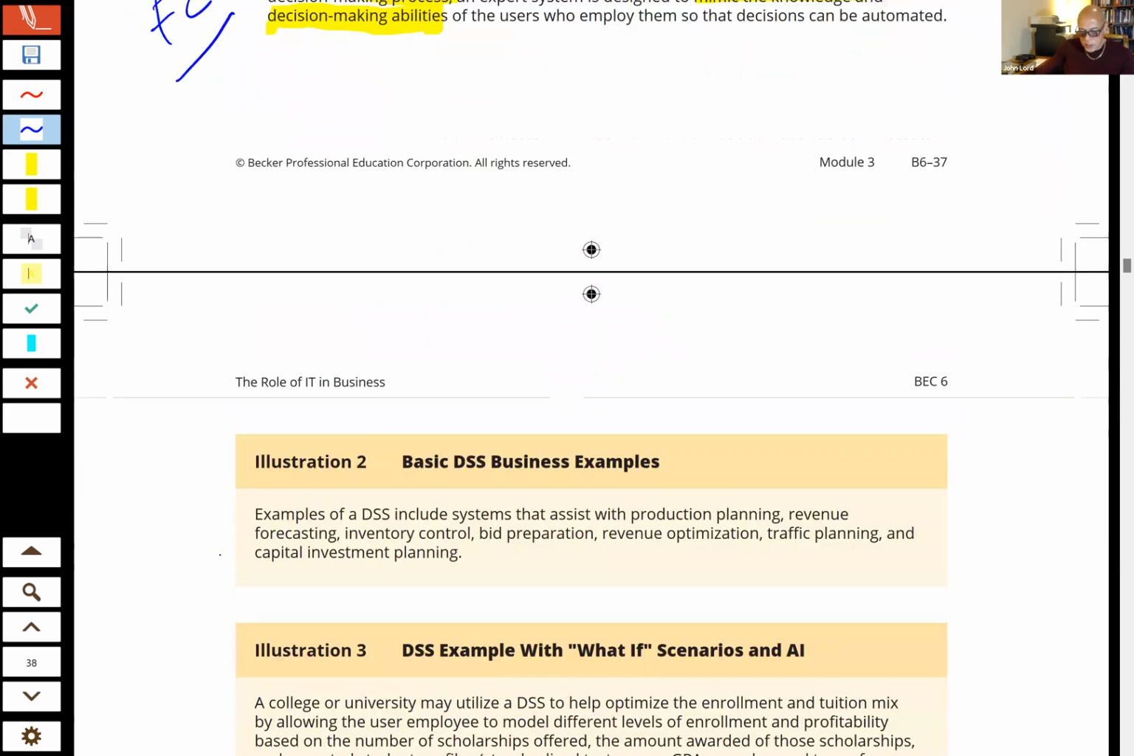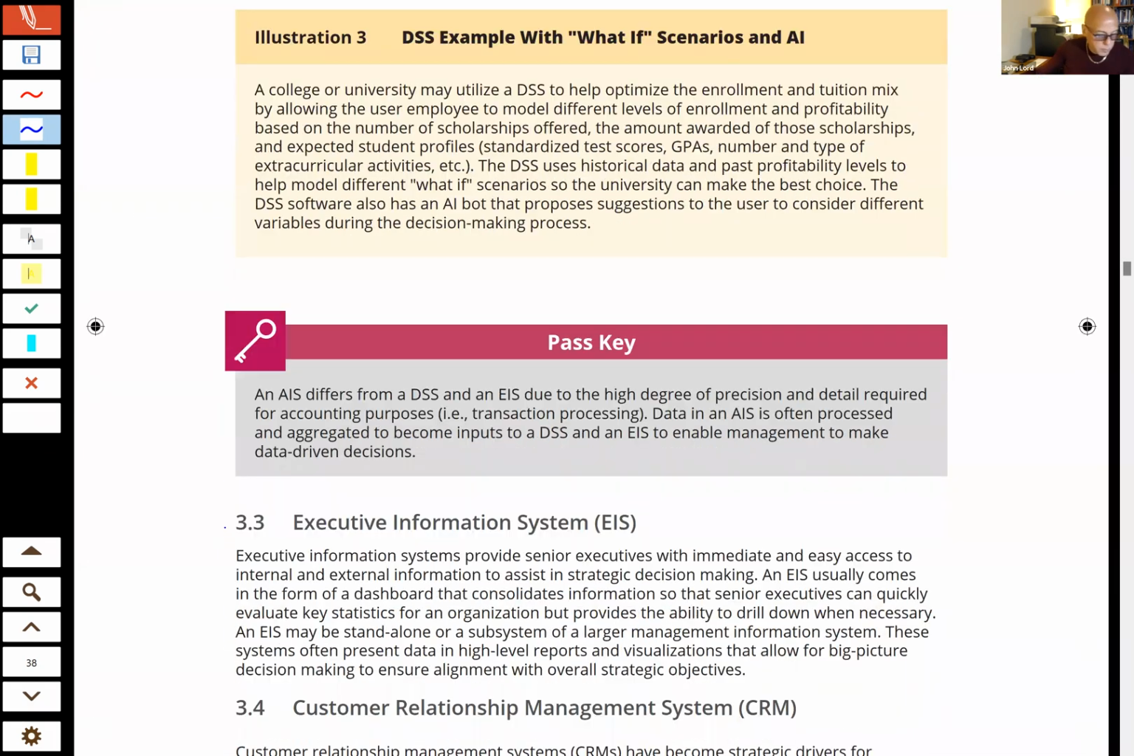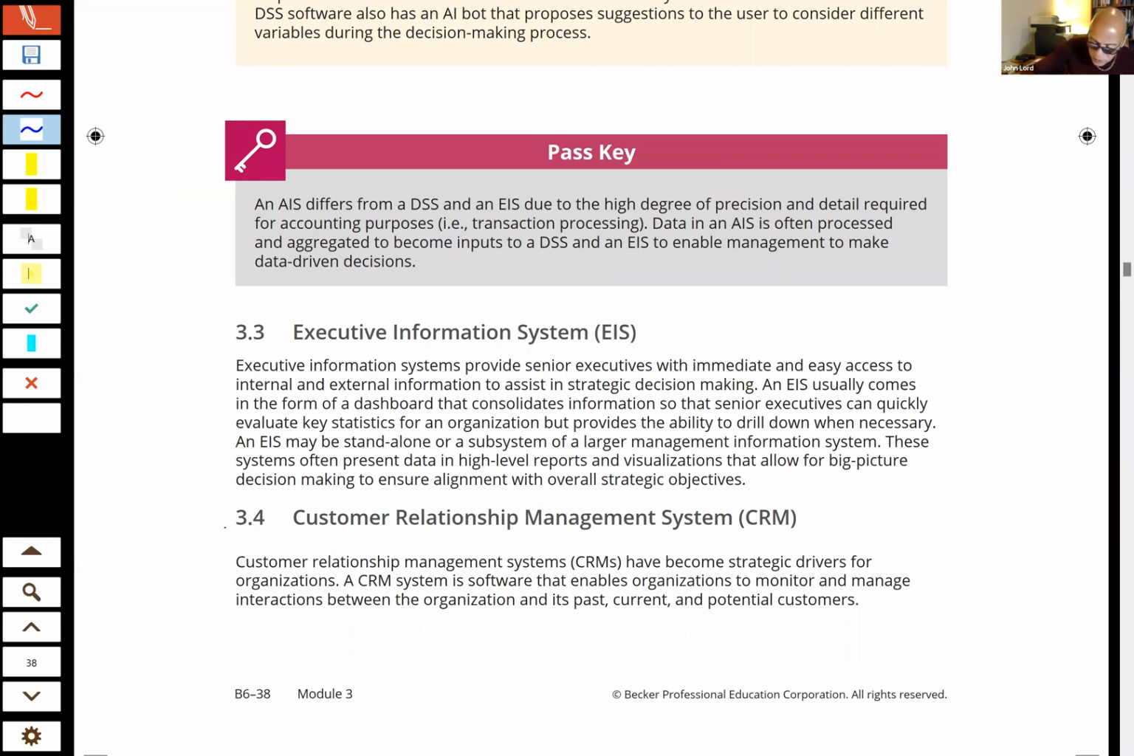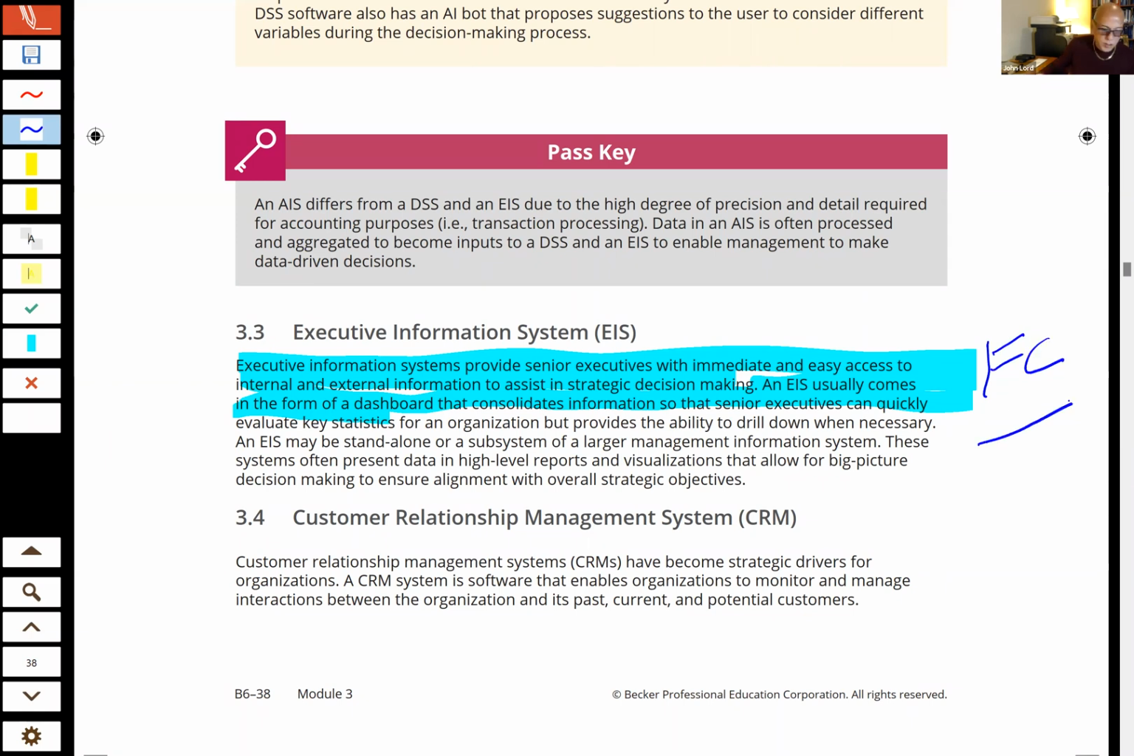Executive information systems, okay, coming over to the next page. Executive information systems provide senior executives with immediate and easy access to internal and external information to assist in strategic decision making. So an EIS usually comes in the form of a dashboard that consolidates information, so senior executives can quickly evaluate key statistics. So just go ahead and flashcard what an executive information system does.